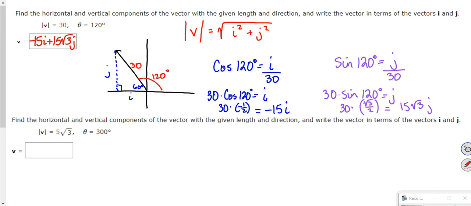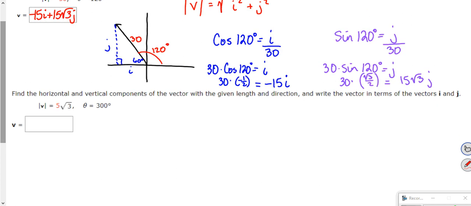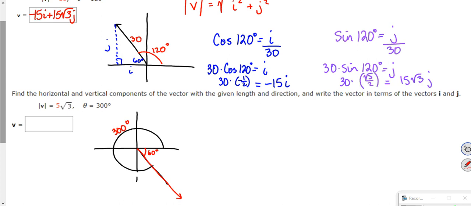Same type of setup here. Let me scroll up just a little bit. Now let me draw a picture. We have our theta is 300 degrees. Wow, that means it's going all the way around here. That is 300 degrees, which means what's left here is just 60. A couple different ways you can do this, but the length of our vector, the magnitude, is 5 √3.